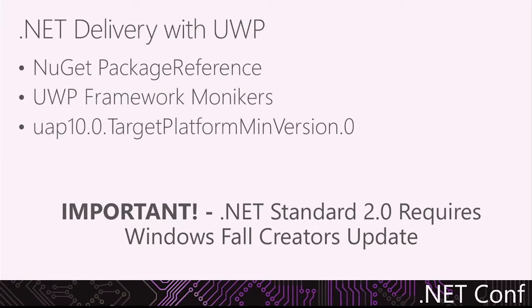So one thing that I really want to call out that's especially important, and I'll show a demo of when this goes wrong, is that .NET Standard 2.0 for Universal Windows Platform development requires the Windows Fall Creators Update. For those of you who are familiar with UWP development, you're aware that you can do platform adaptive coding against WinRT APIs, but since these are just .NET APIs and not WinRT APIs, you actually need the implementation in order to execute the code.